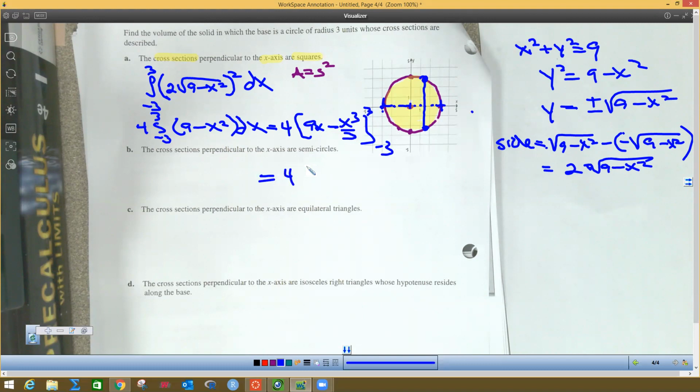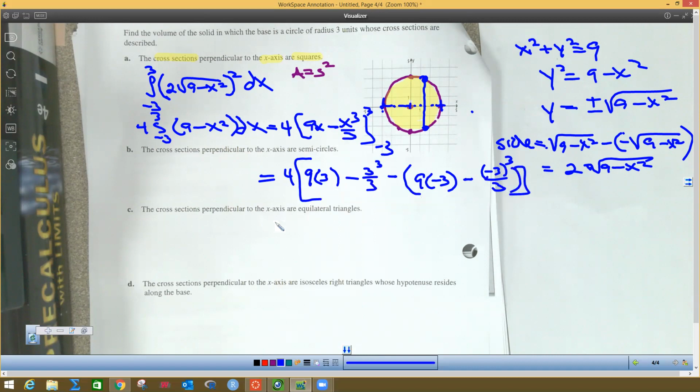So I'm going to have a 4 out front, and then I got to plug my positive 3 in, which is 9 times 3 minus 3 cubed over 3. And the 3 is the only thing cubed here. Minus, I got 9 times negative 3. And then I got minus negative 3 cubed all over 3 by plugging in the lower bound.